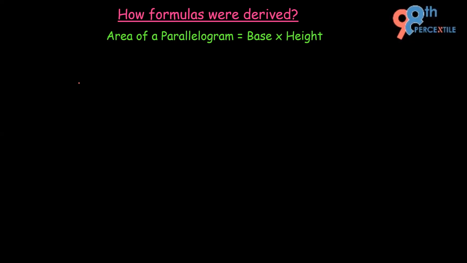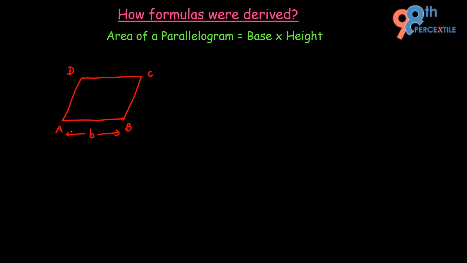So for that, let me draw a parallelogram here. Let's say this is a parallelogram ABCD, and AB is its base. This is its base, which I'm denoting by the letter b. And its height, let's say, is h, which is nothing but the perpendicular distance. So this length is the height, which is h.